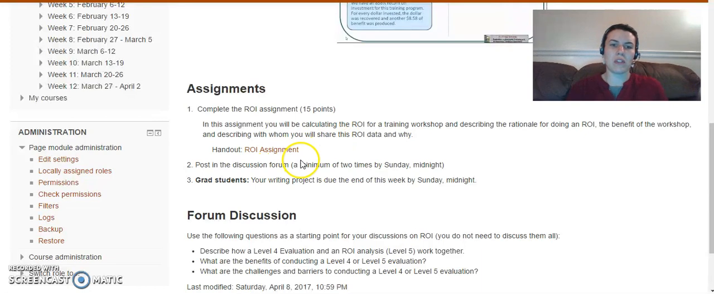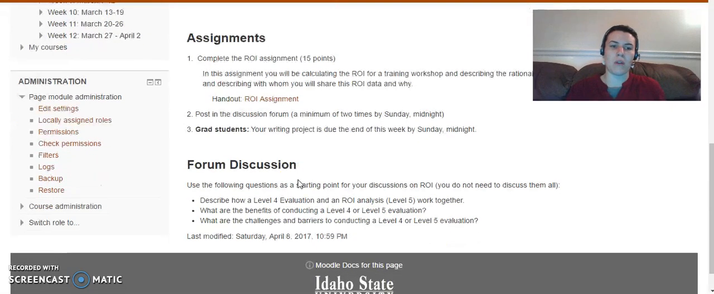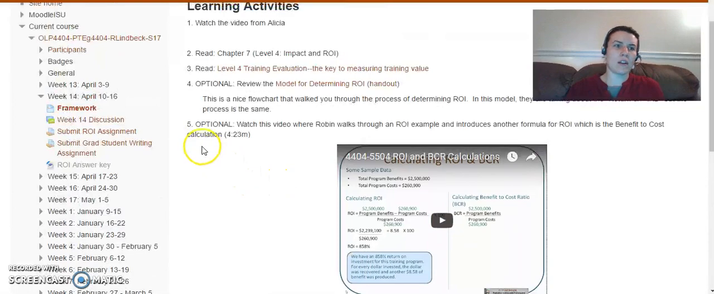You also need to post in this discussion forum 2 times by Sunday. And graduate students only, your writing project is due this week by Sunday. Make sure you turn that in and let me know if you have questions on that, or let Robin know. Here are some questions to get you started talking about level 4 and level 5 evaluation. I think that's all that we have for this week.